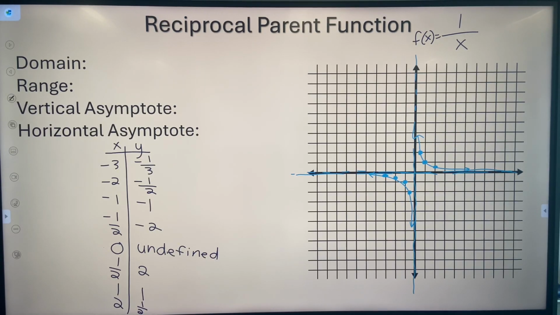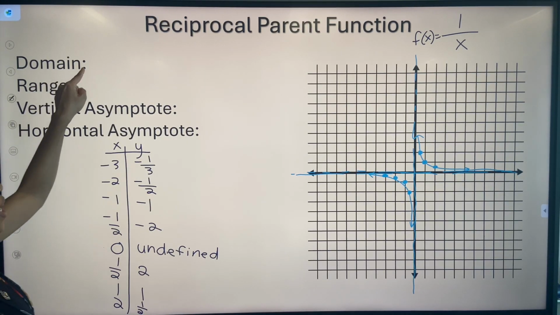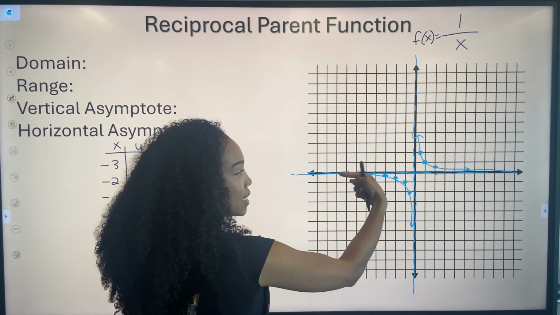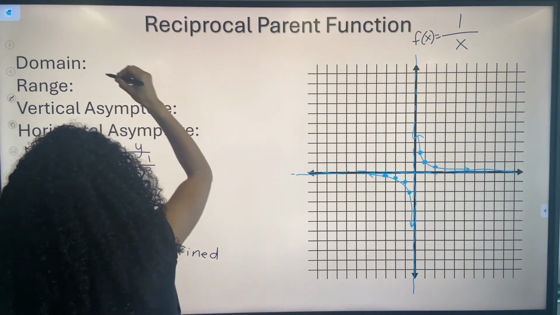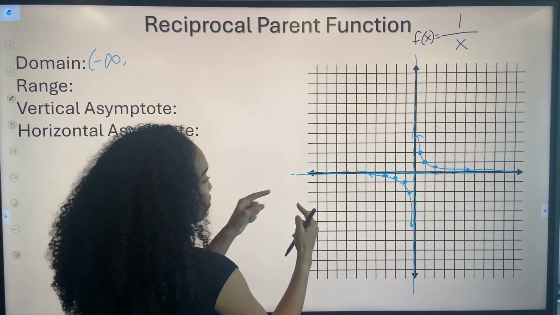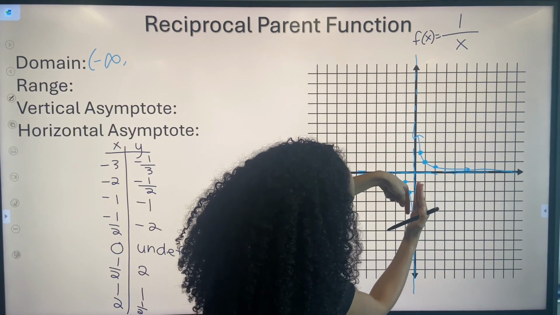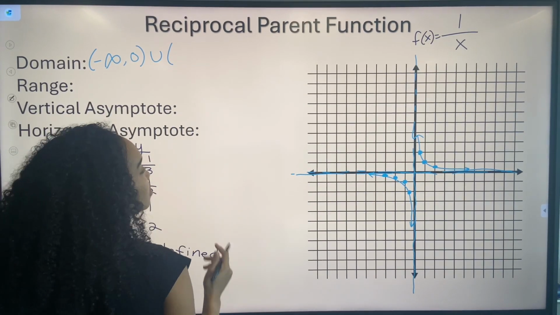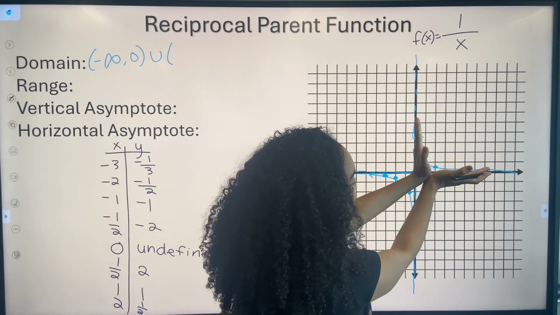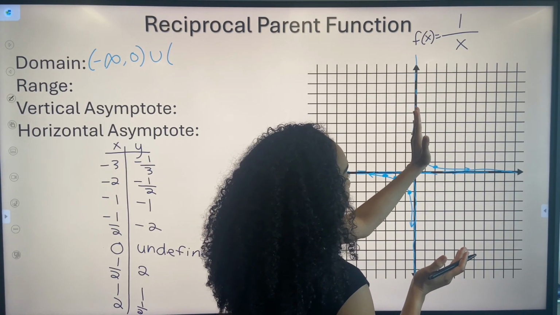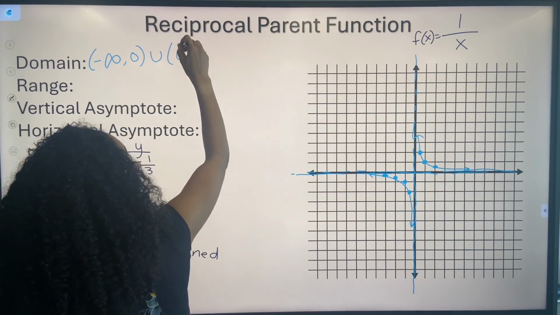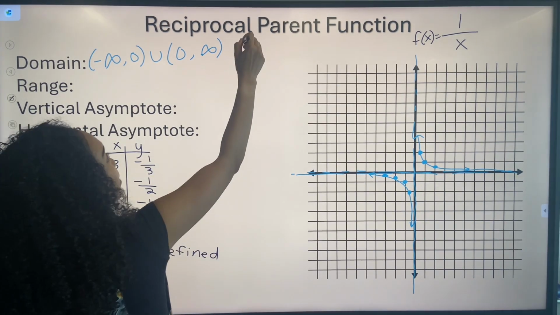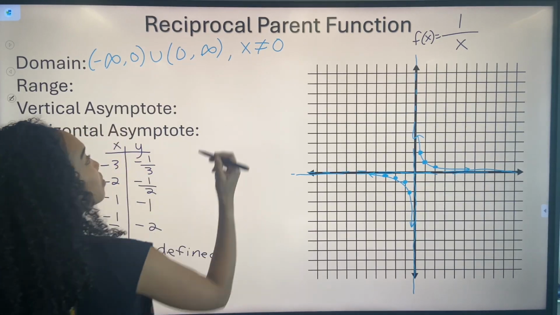All right, so let's talk about the domain and the range. So for domain, we're looking at the left side and then the right side. On the left side, it's pointing to -infinity. It will keep going this way. And if you follow your graph, it gets very close to this asymptote, which is at 0. It gets very close, but it doesn't touch it. Then your graph continues on this side. It starts at the asymptote, and it goes to the right. So that's 0 to infinity. So basically, x can be everything except for 0.